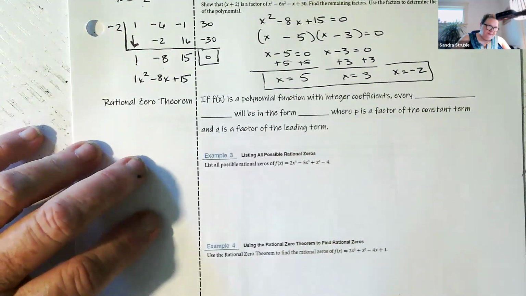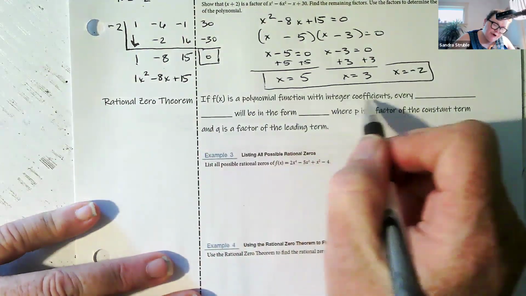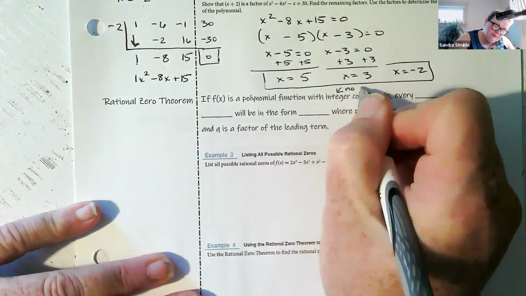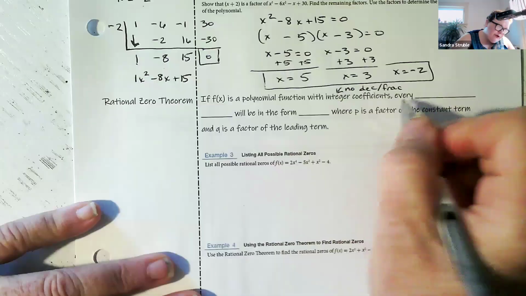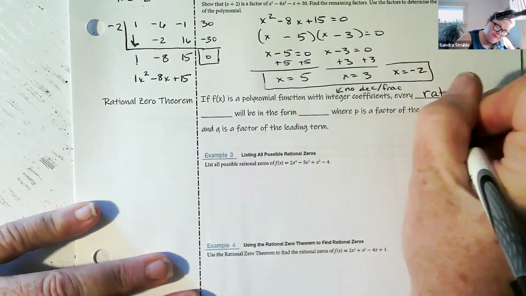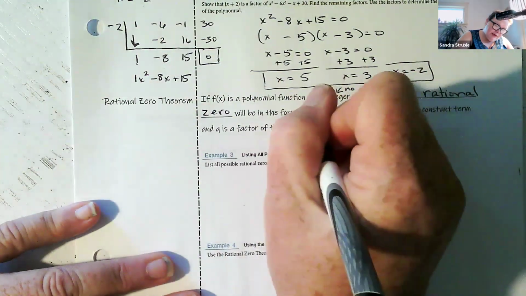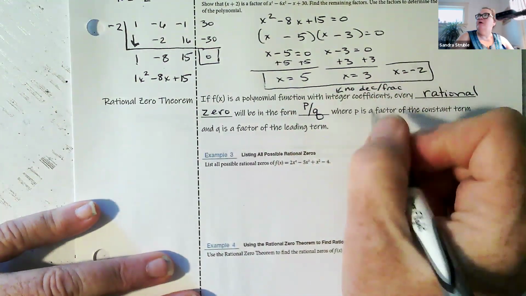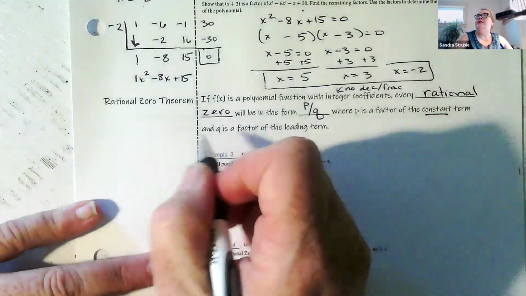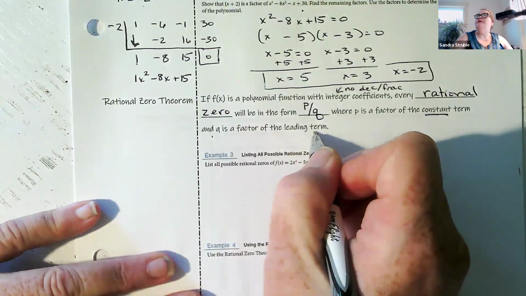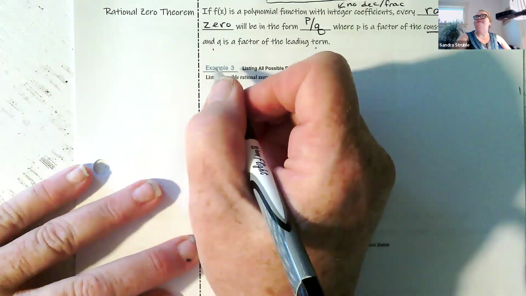Let's talk about another theorem. If f of x is a polynomial function with integer coefficients, which means no decimals and no fractions, then every rational zero will be in the form p divided by q. Where p is a factor of the constant term, in this case it's our 30, and q is a factor of our leading coefficient. In this case here, it was 1.